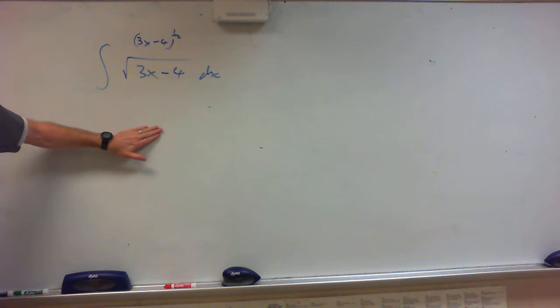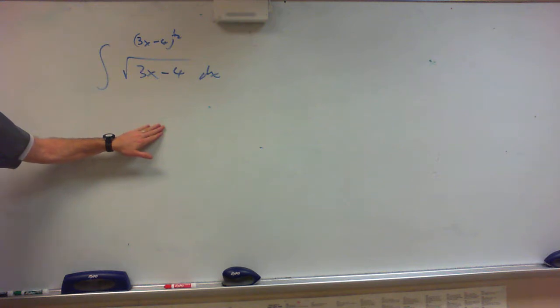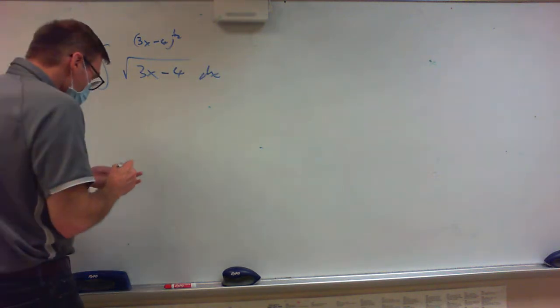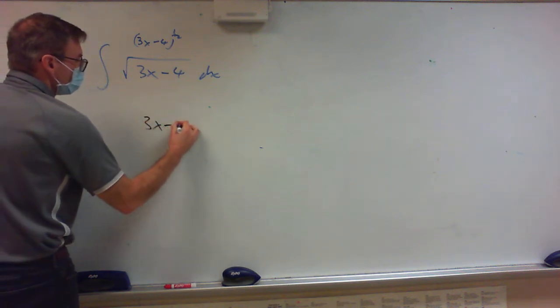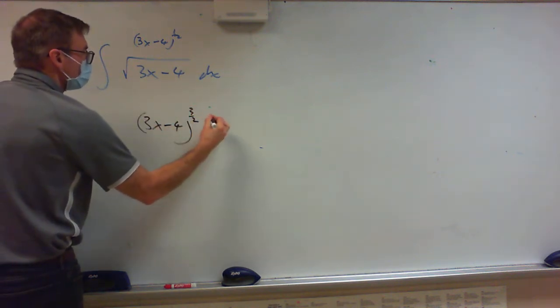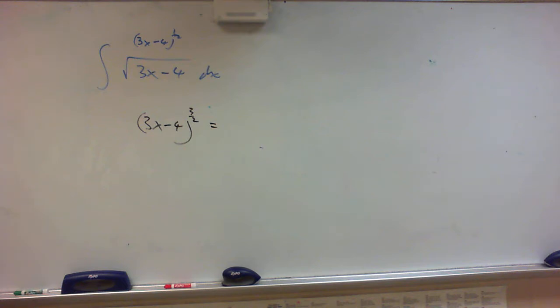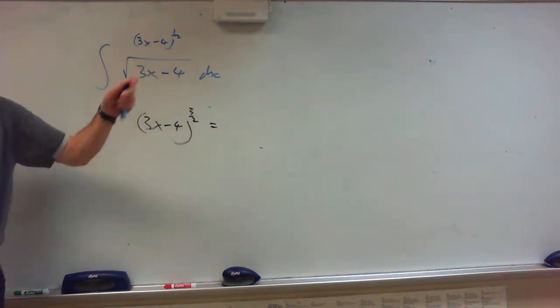What are we going to put here? Stuff to the what? 3/2. Are we okay? We're going to write down stuff to the 3/2. And so I want everyone to put down stuff to the 3/2. So that gives us 3x minus 4 to the 3/2. Now take the derivative of it and see how close this matches to this.